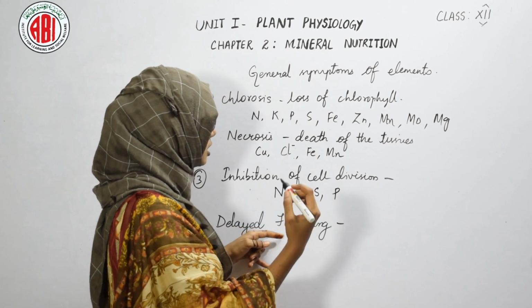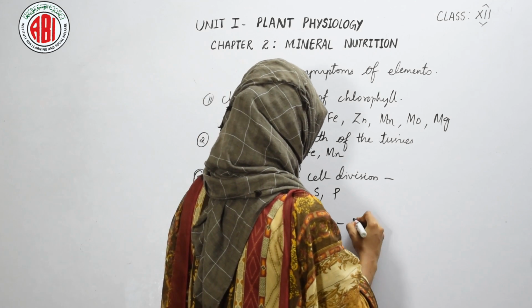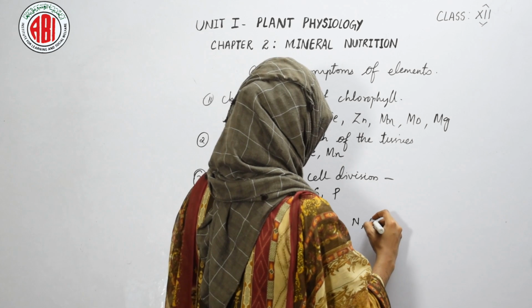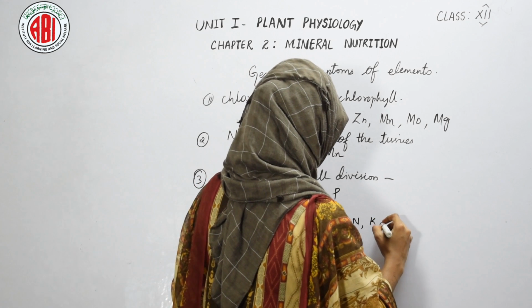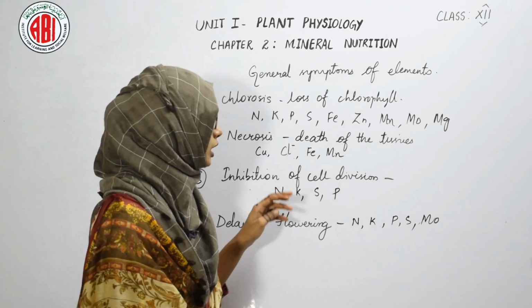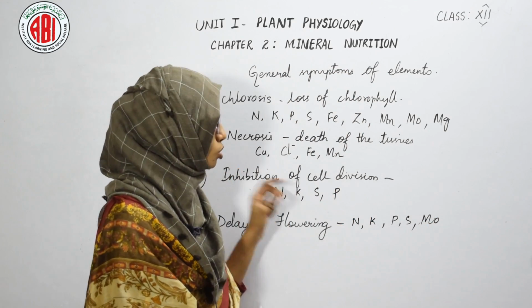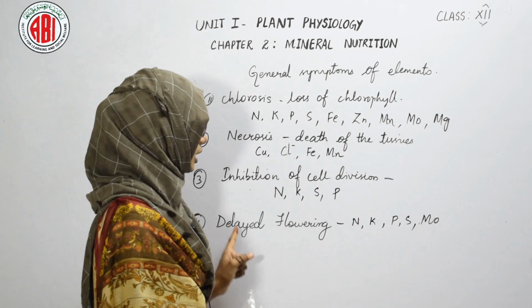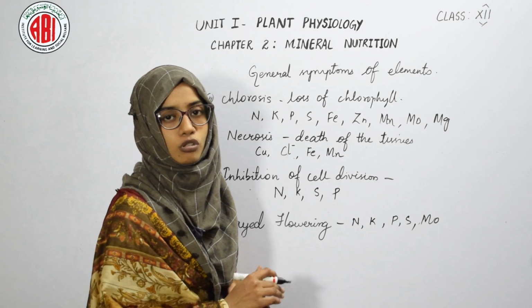And the last one is delayed flowering. This symptom can be seen due to the deficiency of elements like nitrogen, potassium, phosphorus, sulfur, and molybdenum. So these are certain elements which show the deficiency symptom like delayed flowering in most of the plants.